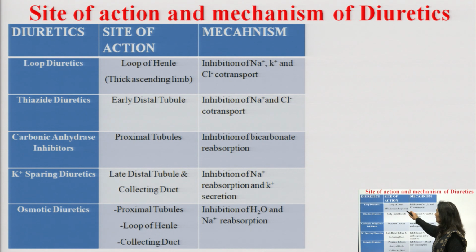Loop diuretics act on the thick ascending limb of the loop of Henle, by inhibition of the sodium potassium chloride co-transporter. Thiazide diuretics act at the early distal tubule, as inhibitors of the sodium chloride co-transporter. Carbonic anhydrase inhibitors act at the first site, the proximal tubule, by inhibiting bicarbonate reabsorption. Potassium sparing diuretics act at the late distal tubule and collecting duct, inhibiting sodium reabsorption and potassium secretion. Osmotic diuretics act at the proximal tubule, loop of Henle and collecting duct.